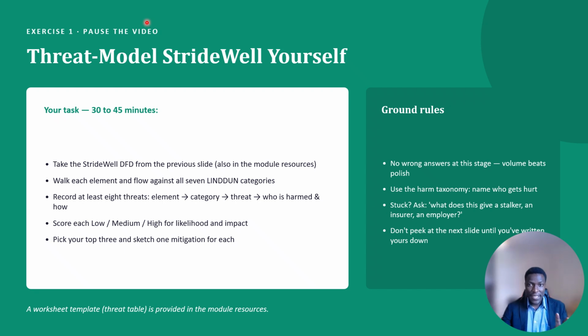Now at this stage, the volume's not polished, right? There's no wrong answers. I think the only thing is maybe you missing some, but there are generally no wrong answers. Use the harm taxonomy, which I showed you earlier, to name who gets hurt. For example, economic harm, psychological harm. And when you're stuck, don't forget to use my favorite unblocking question. What does this feature give a stalker? Or what does this feature give an insurer? Or what does this feature give an employer?